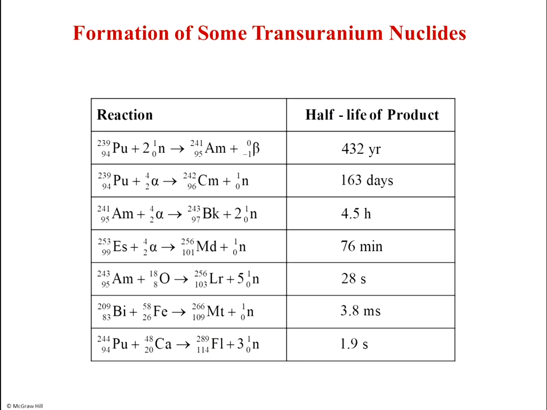So here are some transuranium nuclides, that is, nuclei that we've made on Earth, which don't occur naturally. Americium, curium, berkelium, mendelevium, and so forth. And you can see the half-lives of the various products. They all tend to be relatively short. These are very large nuclei that tend to be pretty unstable.